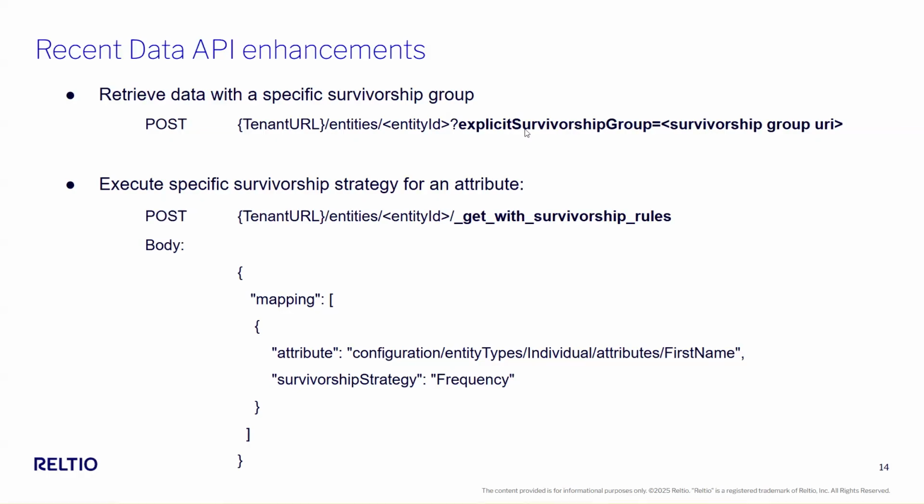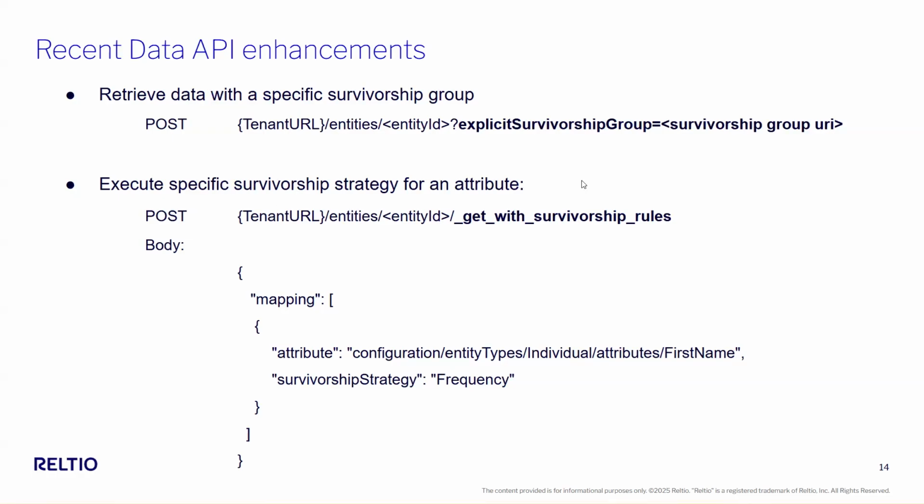If you want to execute a specific survivorship group, there's an optional parameter, explicit survivorship group, and then the survivorship group URI. What this API will do is return the data, but it will execute the survivorship group based on what you've mentioned here. So it does not take the default survivorship group, but it takes the specific survivorship group that is mentioned in the URI.